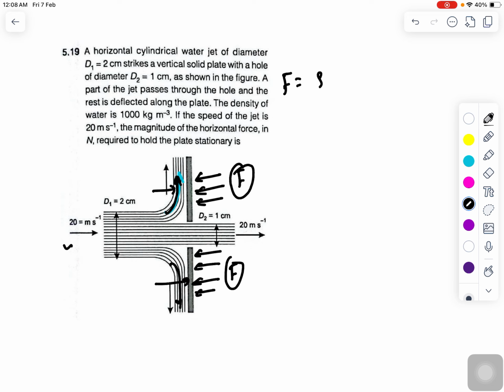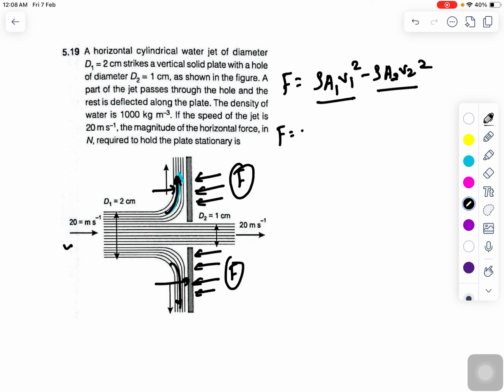F can be written as rho A1 V1 square minus rho A2 V2 square, right? If this part would not be there, we would directly have calculated rho A1 V1 square, but due to this part, some part of the fluid is getting leaked. That's why momentum in minus momentum out, that will be the rate of change of momentum, that will give you the total applied force. So momentum in minus momentum out, that you have to use here.